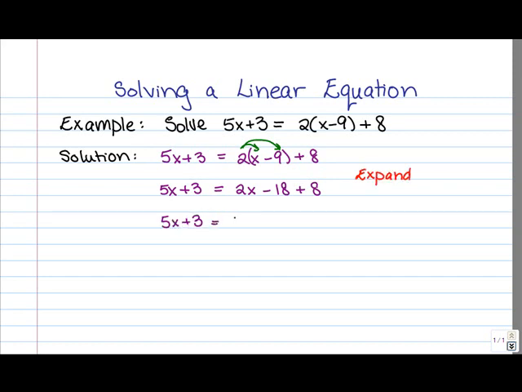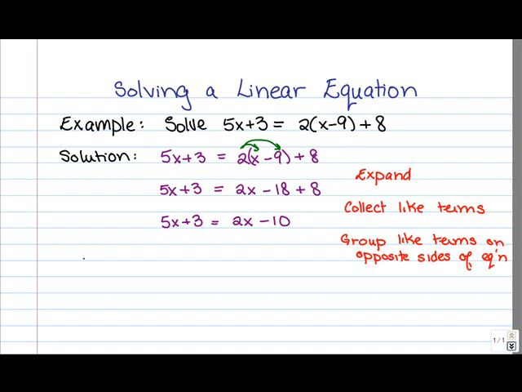Next, let's go ahead and collect like terms on the right-hand side just to make things a little bit easier. So minus 18 plus 8 is minus 10. So again, all we've done is we've collected like terms. Our next step is the key one, where we group all the terms containing x on one side of the equation and all the terms without x on the other side of the equation. So we group like terms on opposite sides of the equation.